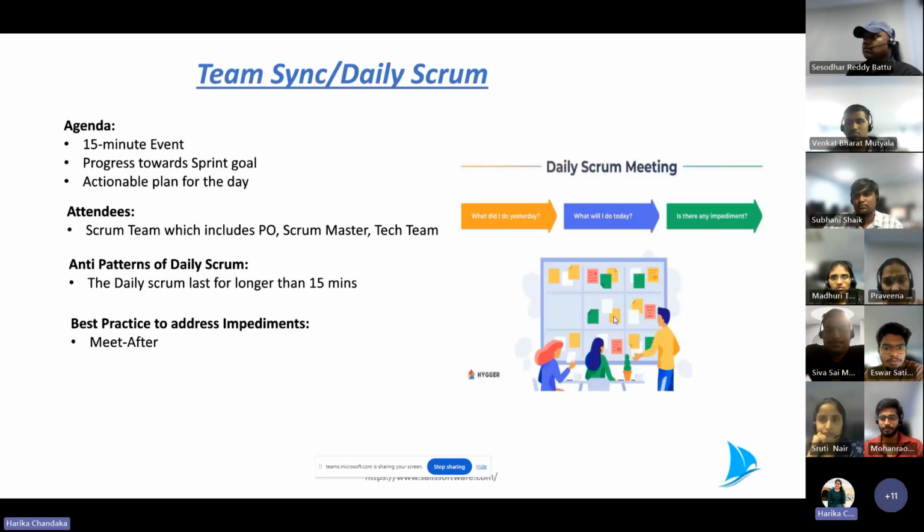So it's always best practice to address these impediments in a meet-after session. The product owner or the scrum master would set up a different meeting, or after the 15-minute scrum, whoever the required team is can stay back and meet after the scrum call. But we should never use the daily stand-up meeting as a long-running brainstorming or problem-solving session. I hope it's clear. And any questions?